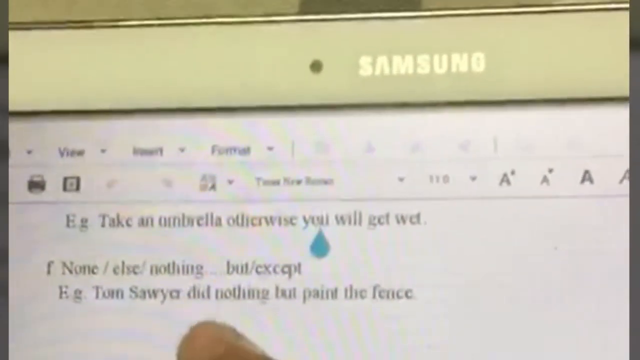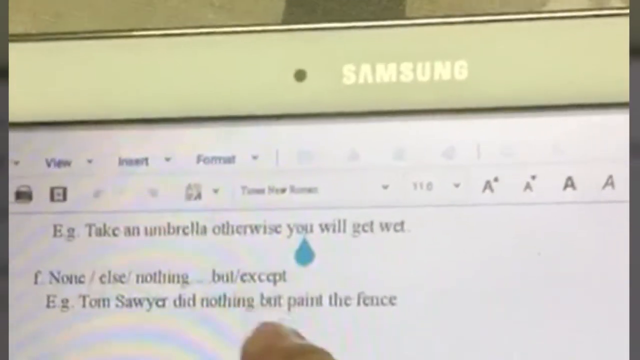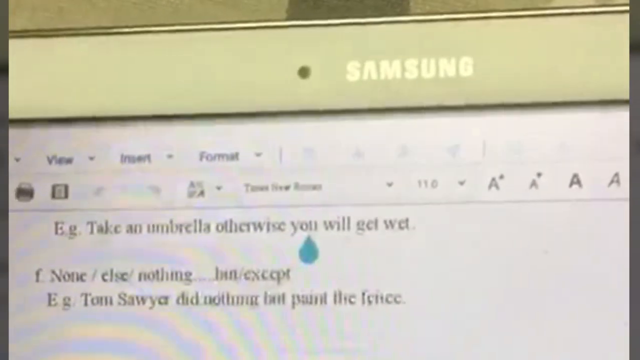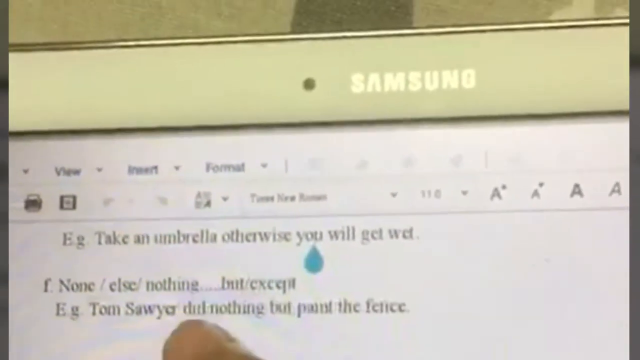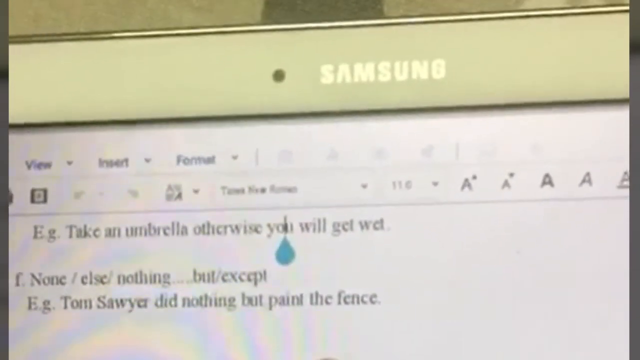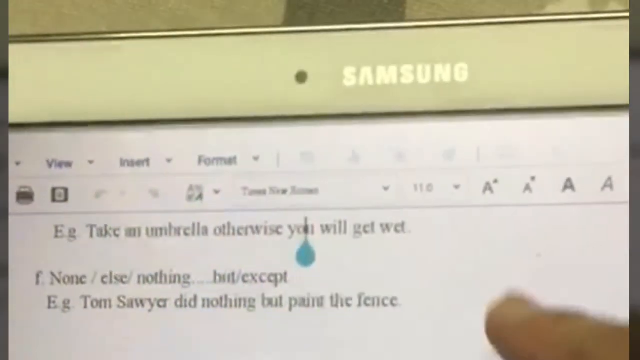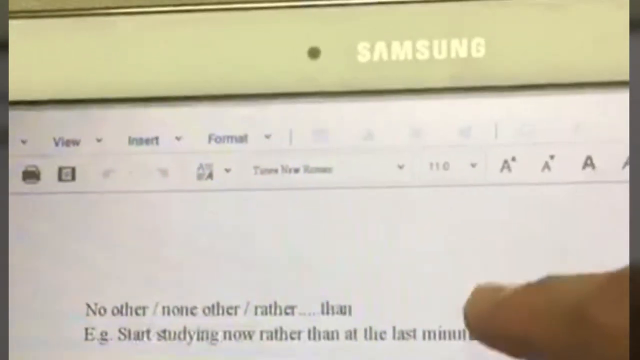You just have to memorize these rules. Now, if I use conjunctions such as nothing, none, or else, then I have to use but or except. For example, Tom Sawyer did nothing but paint the fence. None attended the wedding function except the bride's best friend. Right? That's how you have to use that conjunction.